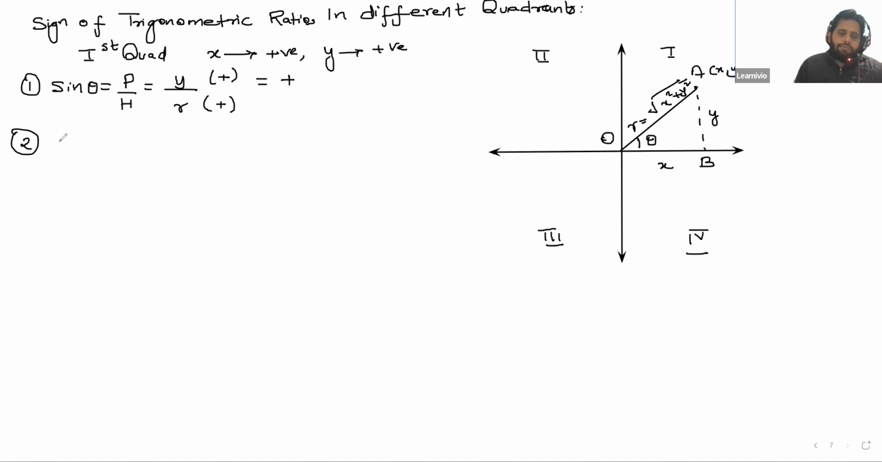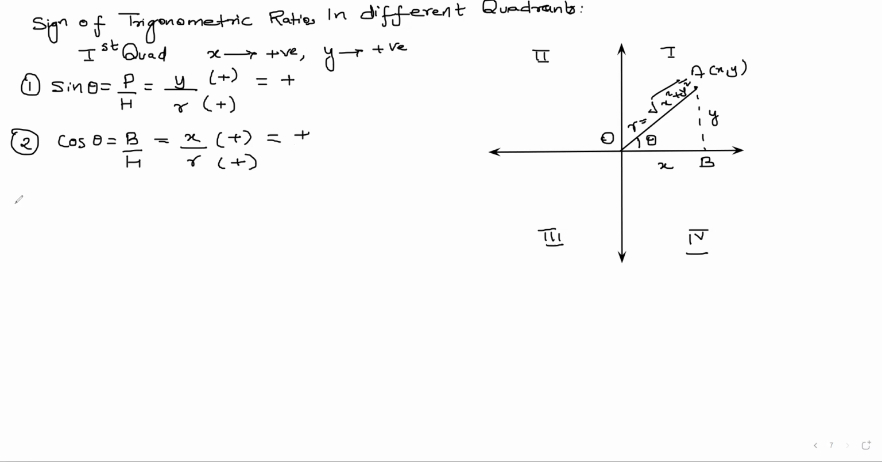Okay, we will check the next one. Noma, what is cos theta? Base upon hypotenuse, B by H. What is base? X. X is positive. R is positive. Final answer? Positive.